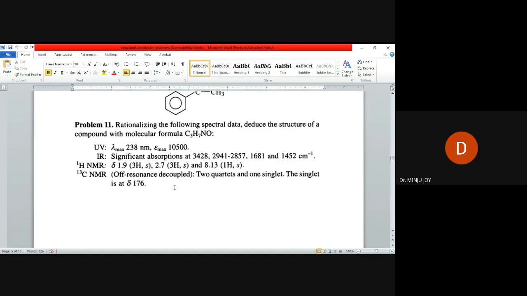Next is to deduce the structure of a compound with the molecular formula C3H7NO. The values are 238, epsilon max 10500, that's the UV value. IR values around 3400, 2900, 1600 and 1400. Proton NMR values 1.9, 2.7 and 8.13. C13 NMR shows 2 quartets and singlets, with a value at 176.